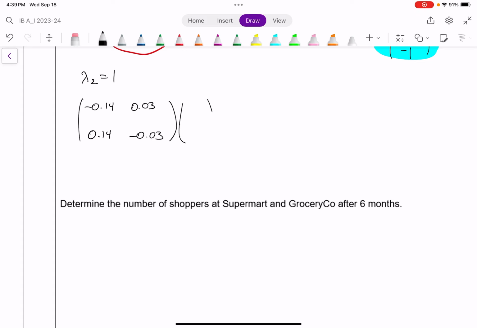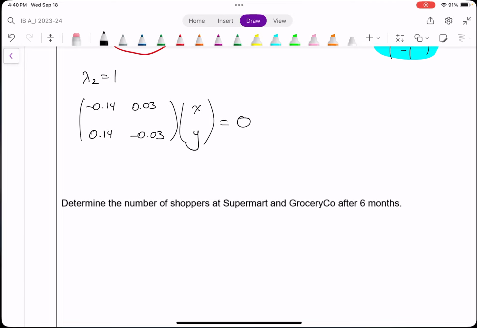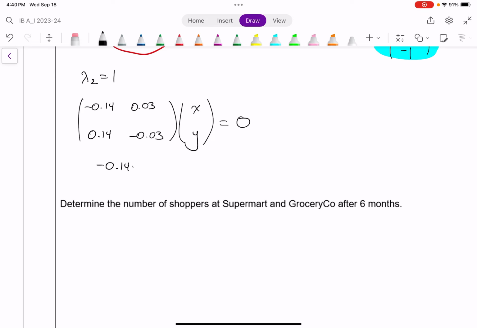And then I'm going to multiply by an unknown vector to get my zero matrix. In this case, I get two equations that are essentially identical right away. And the first one I get is 0.14x plus 0.03y equals 0. A little bit messy here.